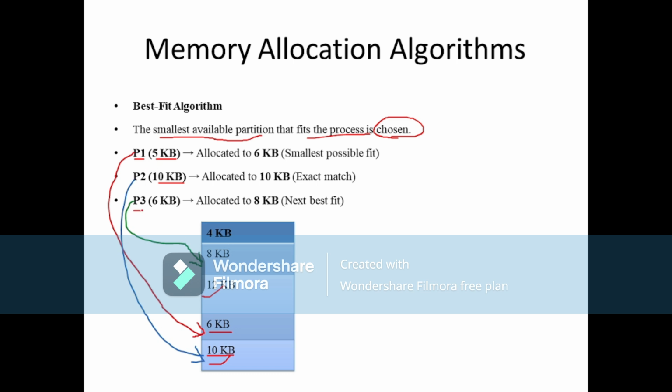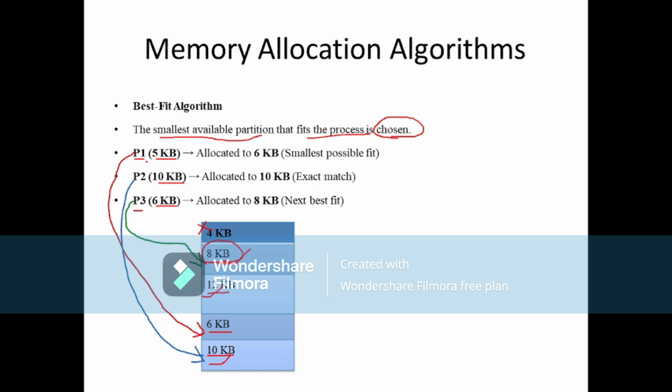Then comes process P3. What is the size of process P3? 6 kb. Can we allocate 4 kb? No. Can we allocate 8 kb? So next fit is 12 kb. So if you compare 8 and 12, 8 is the smallest fit. 6 kb is already allocated to process P1. 10 kb is also allocated to process P2. So when you compare 8 and 12 kb partitions, we find out that this partition of 8 kb is the best smallest fit for process P3. So this is how P3 will be allocated this block of memory of 8 kb.